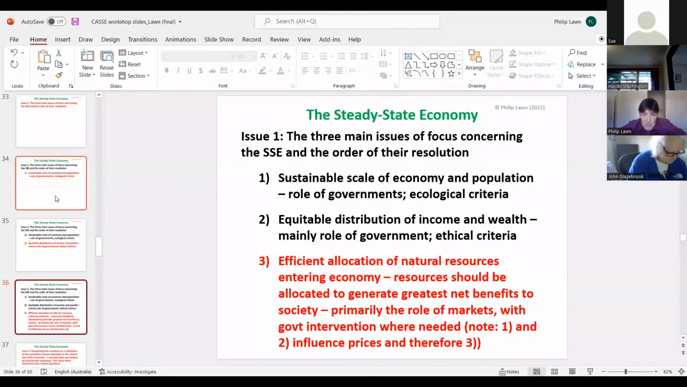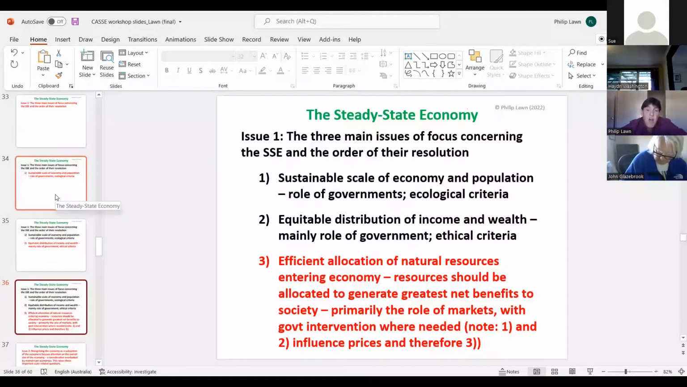And of course, this is where resources should be allocated to generate the greatest net benefits to society. Now, that's primarily the role of markets, according to ecological economists, but it must be remembered that still requires significant government intervention because markets have a propensity to fail. And it should also be noted that even the allocation of natural resources will be very much influenced by governments playing their role to ensure the scale of the economy and the population of people within the economy is sustainable and that the distribution of income and wealth is equitable.